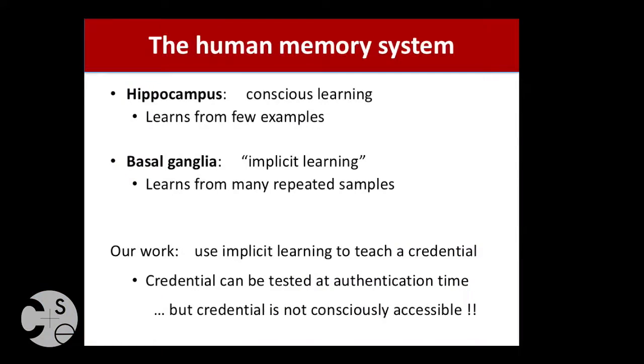On the other hand, the basal ganglia is sometimes what's called muscle memory. These are things like when I learn how to ride a bicycle, that knowledge is stored in the basal ganglia. The basal ganglia works very differently from the hippocampus. It learns from repeated examples. It sees examples over and over and over again, and finally it figures out what it needs to know.